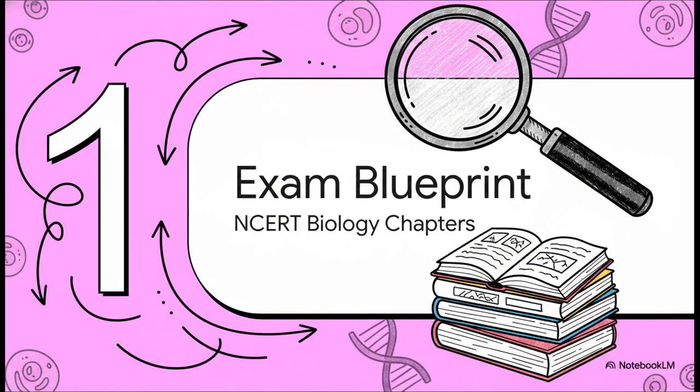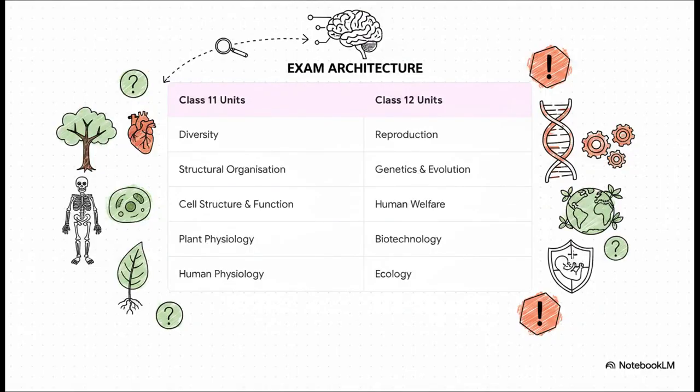All right, Section 1, Blueprint of the Exam. It's time to pull out our magnifying glass and look closely at the undisputed source code of this entire test, the NCERT Class 11 and 12 biology textbooks. Think of this as the fundamental architecture for the entire exam. You've got the foundational Class 11 units covering everything from diversity to human physiology. Then, the Class 12 units push into the more complex applications, things like genetics, biotechnology, and ecology.